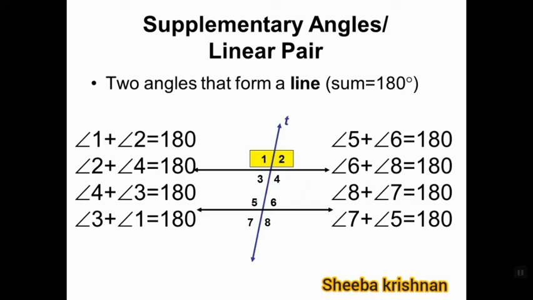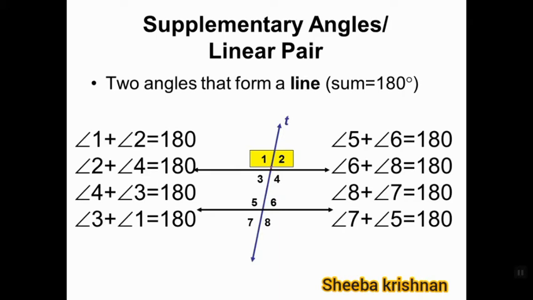And angle 5 plus angle 6 is 180 degree. Angle 7 plus angle 8 is 180 degree. And look at this side, angle 2 and angle 4. Angle 2 and angle 4 is 180 degree. Likewise, angle 1 and angle 3. Angle 1 plus angle 3 is 180 degree. And here angle 6 and angle 8 is 180 degree. And on the other side, angle 5 and angle 7 is 180 degree. So these all are straight lines.